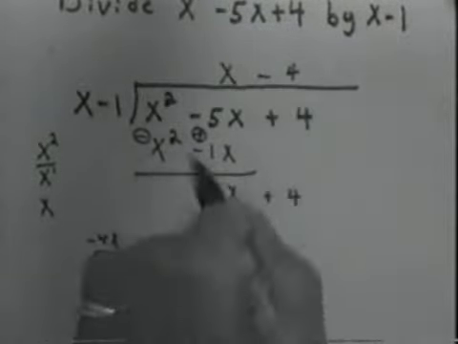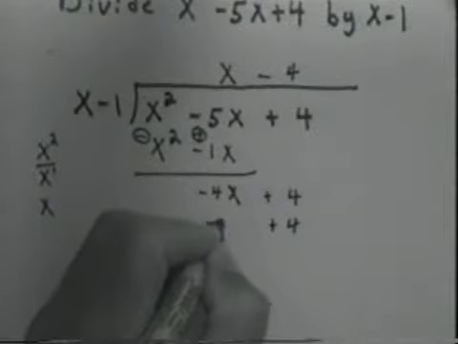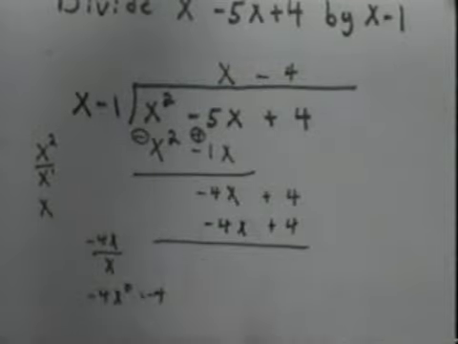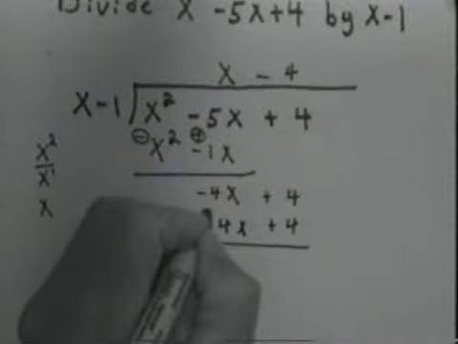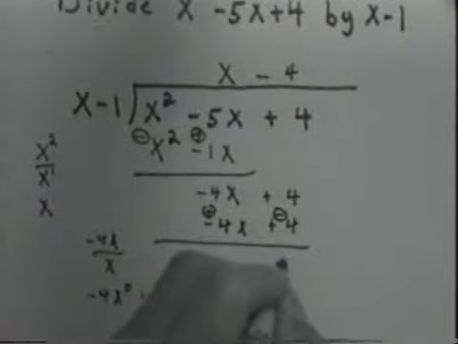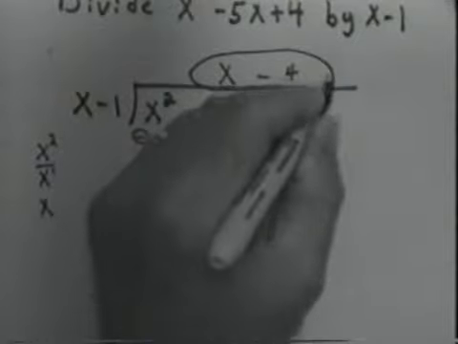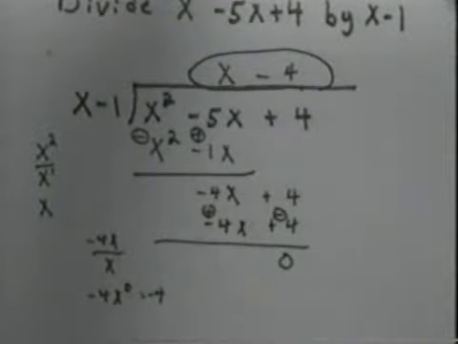Multiply. Negative 4 times negative 1 is a positive 4. Negative 4 times x is a negative 4x. Add the opposite, plus and minus, and my remainder is 0. So the answer will be x minus 4.